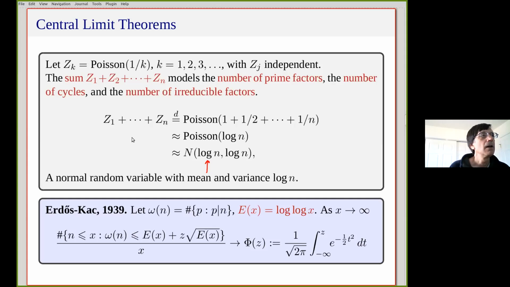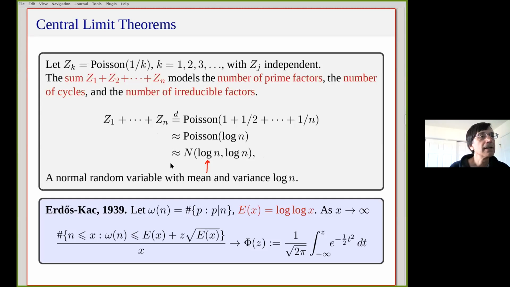So with an appropriate n for each of the problems we're looking at, this is what we would expect to be true. And this has been proved in each of these cases. In the integer case, this is a very famous theorem of Erdős and Kac.